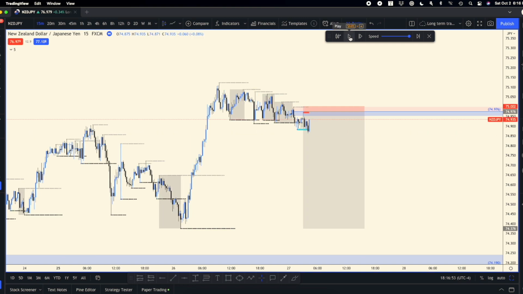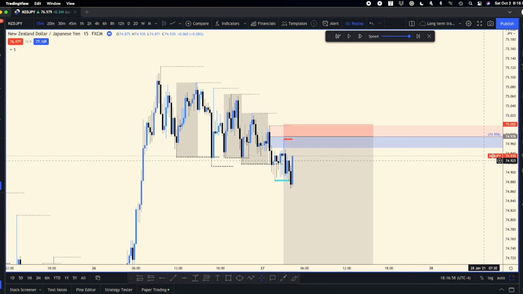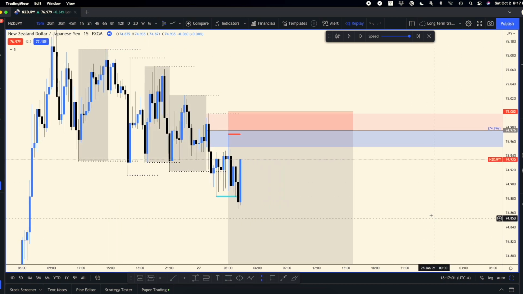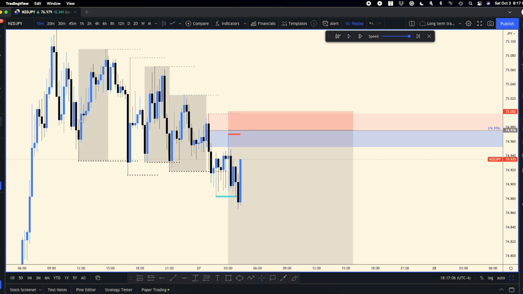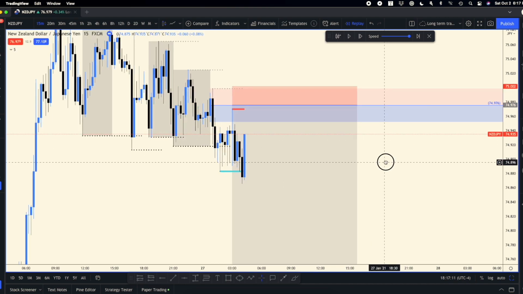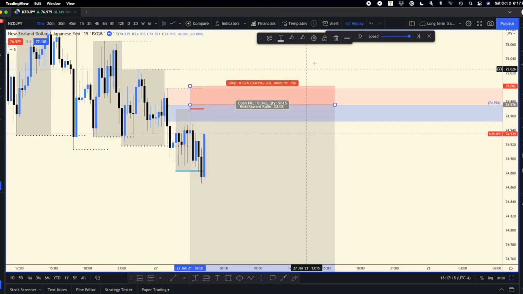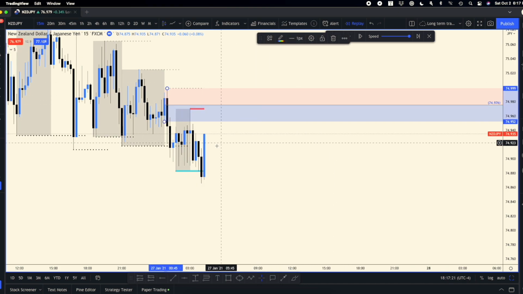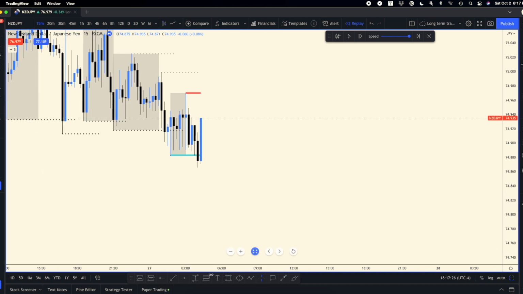See what happens. Did we get tapped in? See this? Less than a pip. Less than a pip. So it validates this, so I won't consider that right now. That's the up move before the down move for sure.